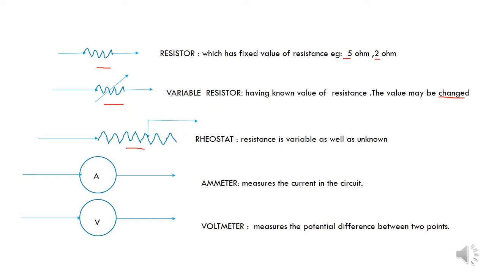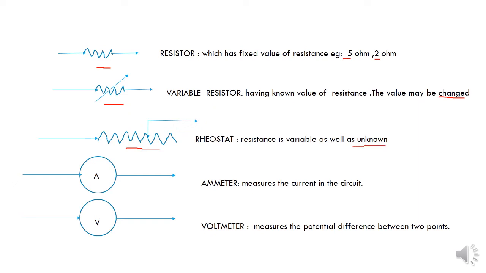This figure is the symbol of rheostat. Rheostat is a device which has a variable resistance. It is used in a circuit to change the overall resistance of the circuit. So it is a variable resistor, but the value we are not knowing.